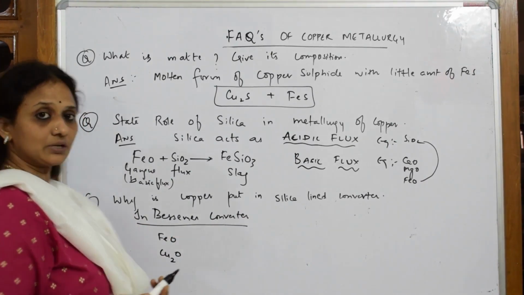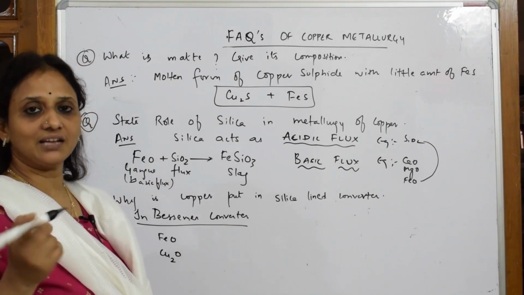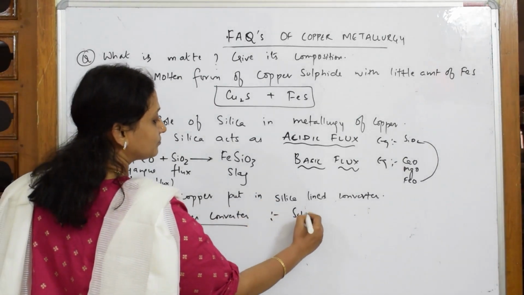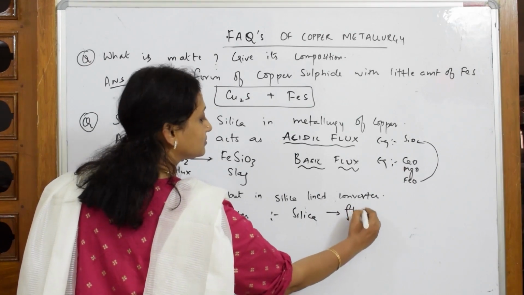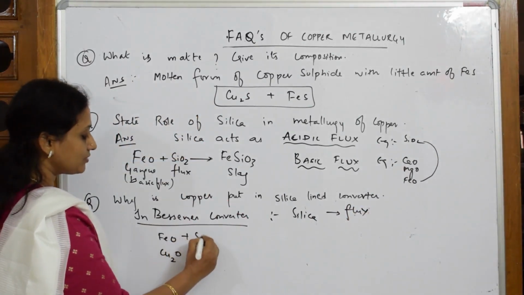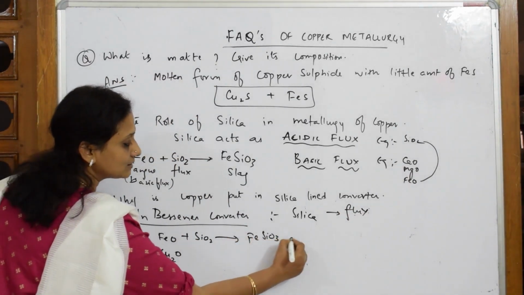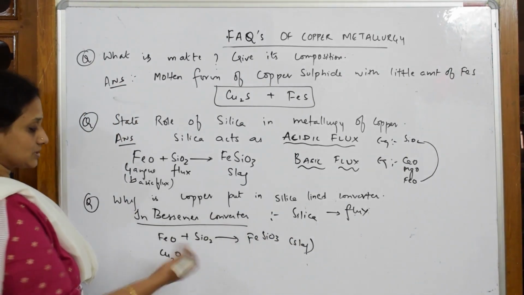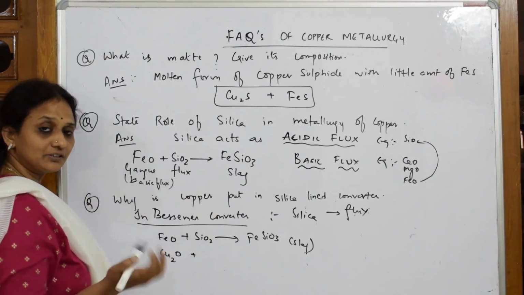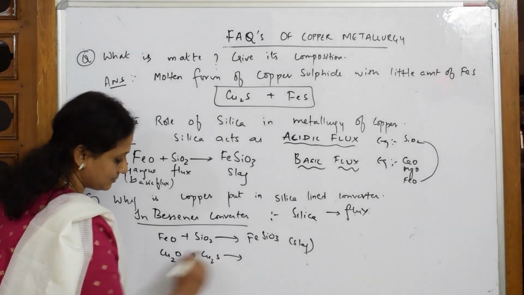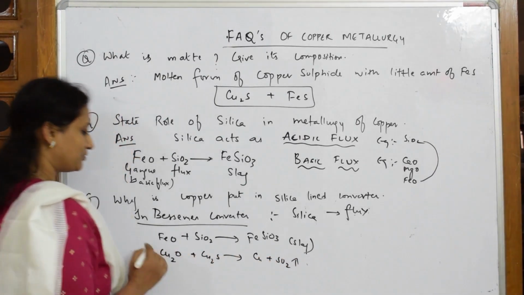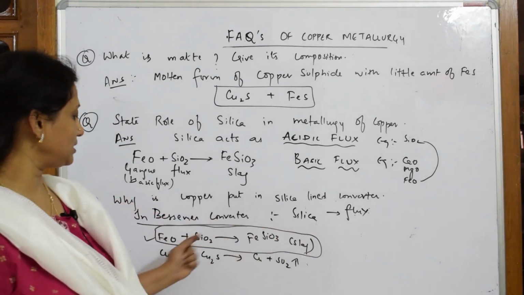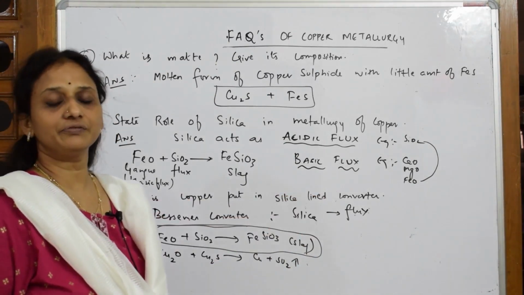Now the iron oxide combines with the silica which is there in the lining. So here the silica acts as a flux. This silica combines with your iron oxide and comes out as slag. That is the reason they pick silica for the lining. Copper oxide, not a problem. Copper oxide further undergoes reduction with Cu2S to give copper plus sulfur dioxide. This also happens, but we are bothered about slag formation. So the Bessemer converter is basically for converting the iron impurity into slag, which is why we line it with silica.